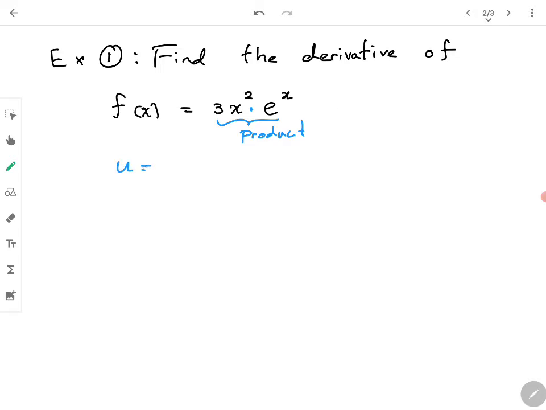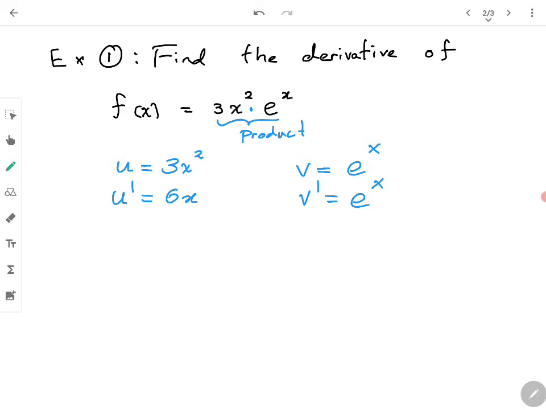So when you have a product, we need to use the product rule. Recall the product rule. In the product rule, you decide what part of the product is u and what part is v. Here I'm going to say 3x squared is u and the rest of the product, which is the exponential part, is v. Once I decide u and v, I just need to find the derivatives of those two terms. So u prime is, using the power rule, 6x. Now v prime: remember the derivative of the exponential function. It's the easiest rule to remember. It is just the exponential function itself.